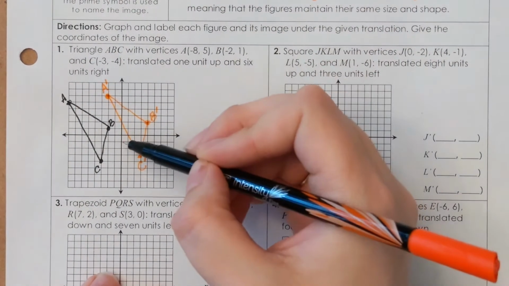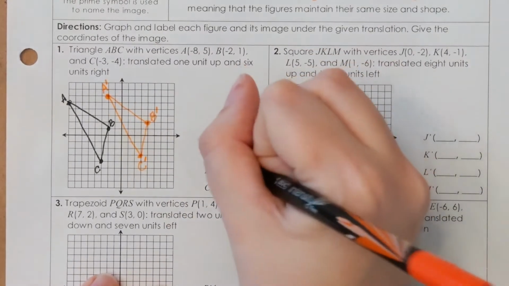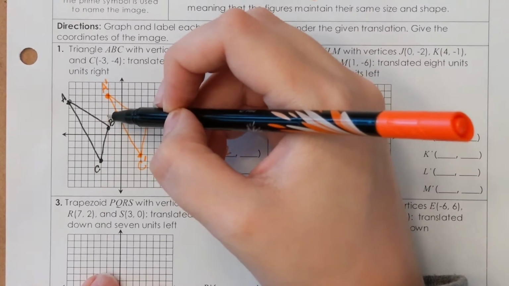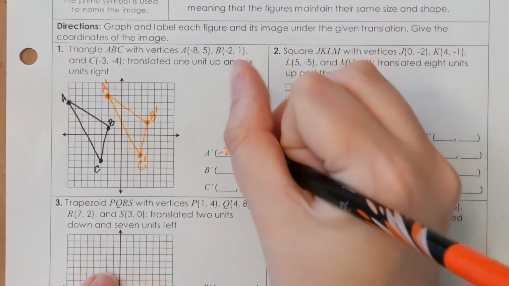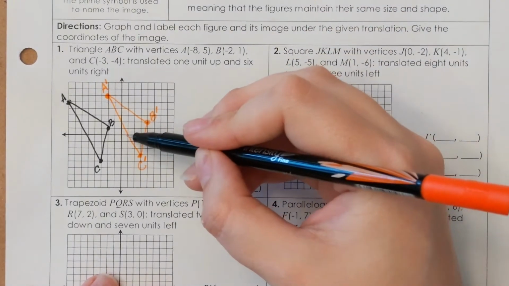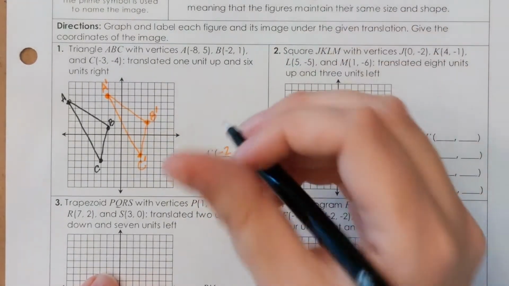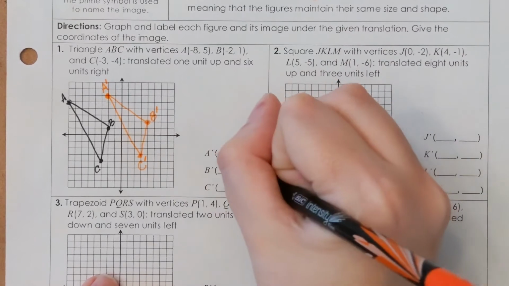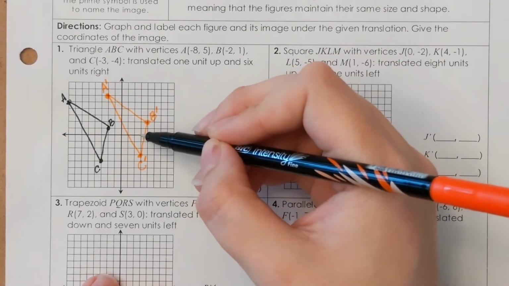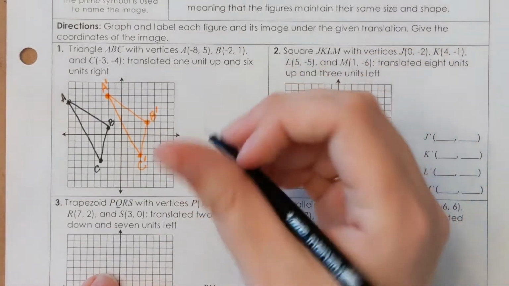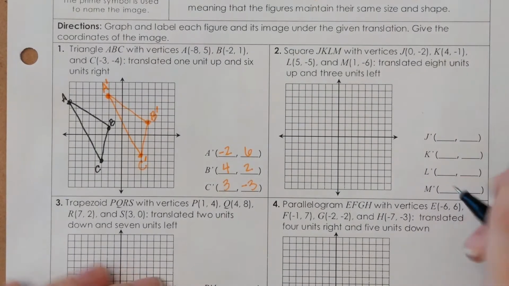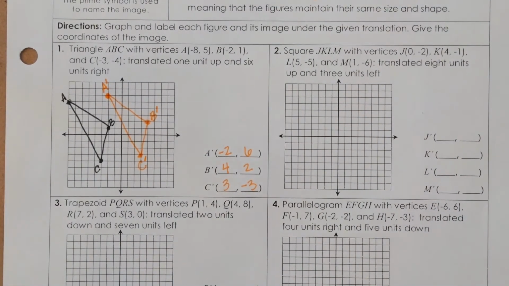And now I'm going to write in the coordinates. So A' is at -2 and up 1, 2, 3, 4, 5, 6. B' is at +4 and up 2. And C' is at +3, -3. Okay, and that's it for that problem.